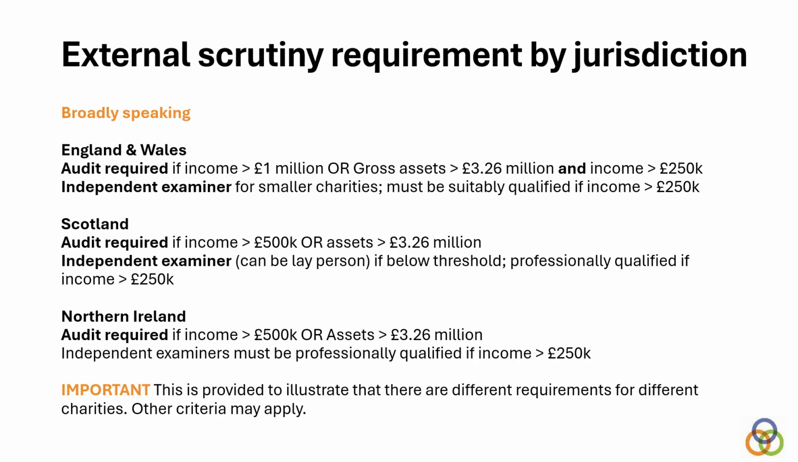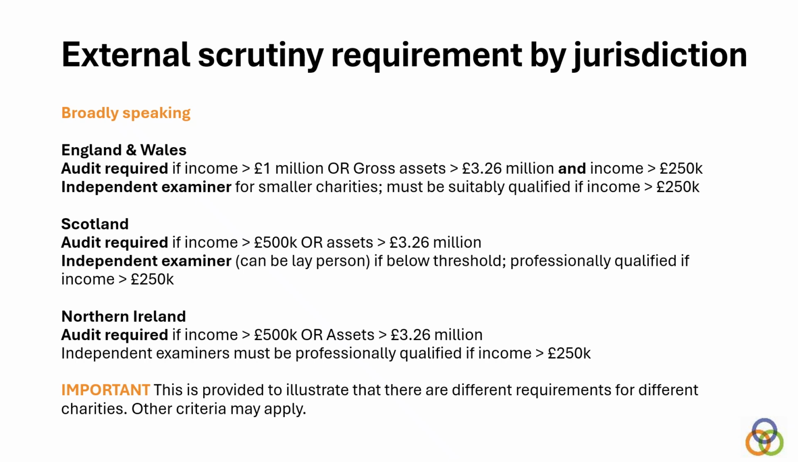Broadly speaking, and again, it changes depending where we are, and you will go back to the primary guidance in each jurisdiction, but for England and Wales, if your income at the moment is over £1 million, or the gross assets are over 3.2 million and income is over 250,000, we have an audit. If income is under £1 million, we have an independent examination. And the qualification status required of independent examiners changes whether you're really small or a bigger small charity, and we'll look at that in a second.